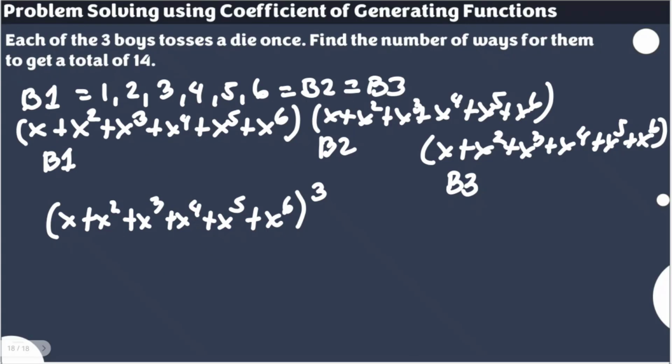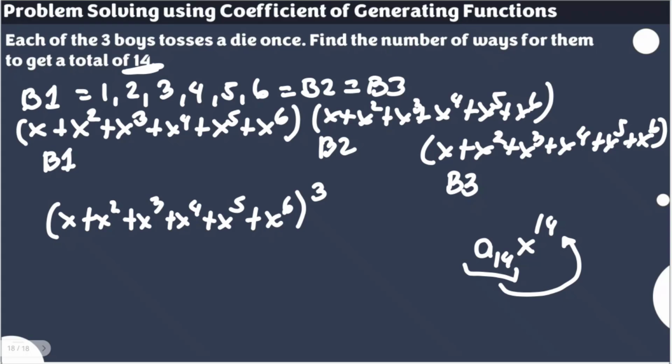Now take note, we would like to know the possibility of getting a 14. The term would be a sub 14 paired with x to the power of 14. This is equivalent to the coefficient of x to the power of 14, which tells us the number of ways to select 14, where 14 is the sum of all those selections.